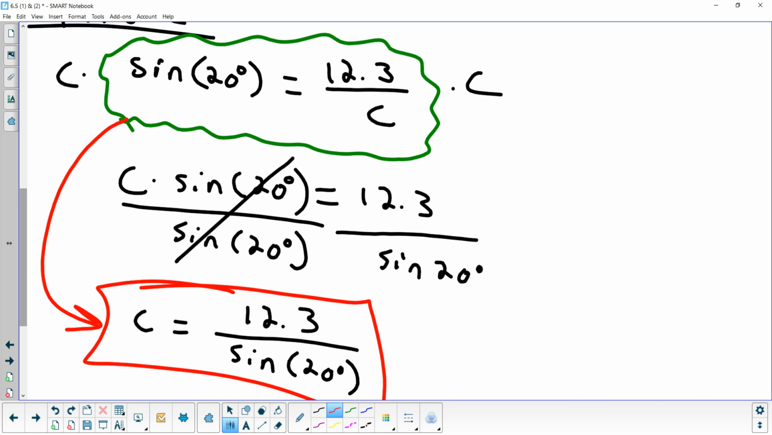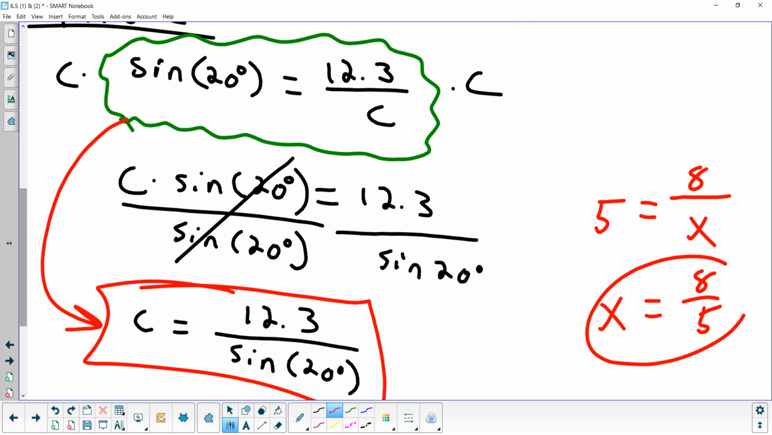Yeah, you just swap the sine of 20 degrees and C. We just swapped the sine of 20 with the C. You can do that whenever you have a problem that has this kind of setup. If you're trying to solve for the variable and you have a fraction equal to a number, you can always switch what's in the bottom with what's on the other side. So from now on, if that ever comes up, instead of going through this step in the middle, I'm just going to switch the variable with what's on the other side.